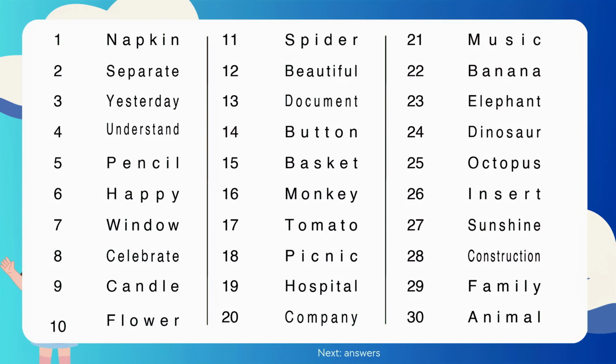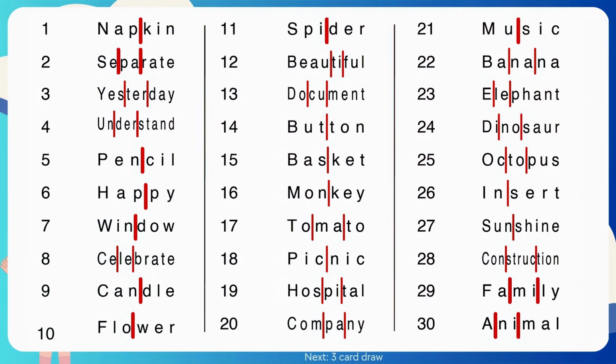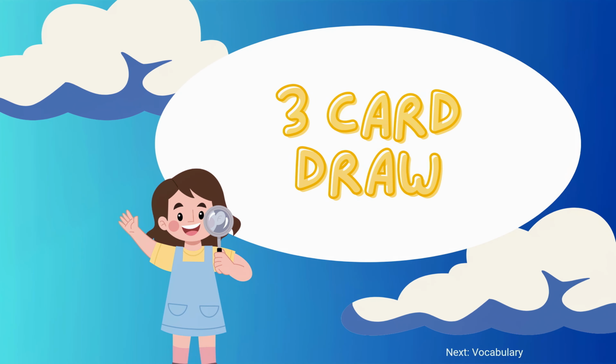I help them out with the clapping, and then I have some exercises for them. Then we move into an activity that I call the 3-card draw. There's many variations for this 3-card draw. This is a specific variation that I used for phonics.